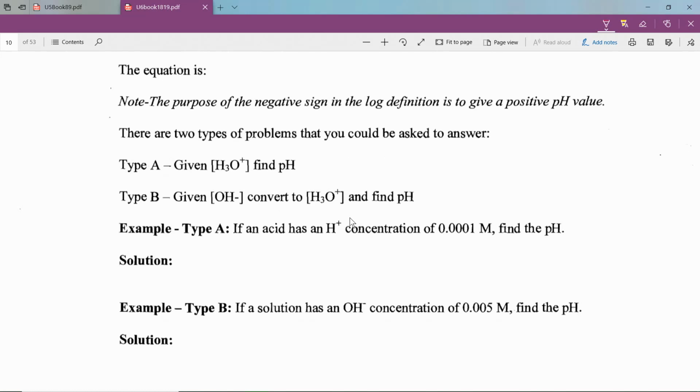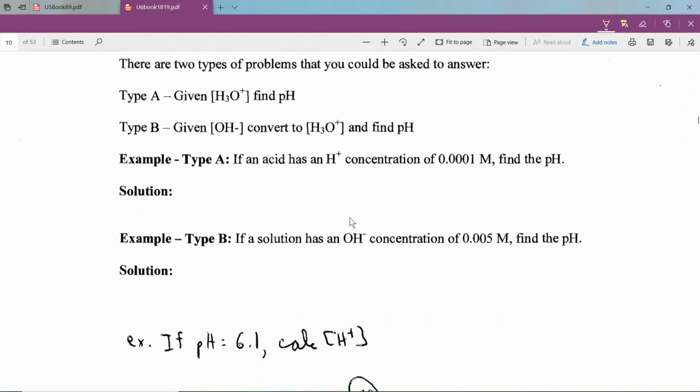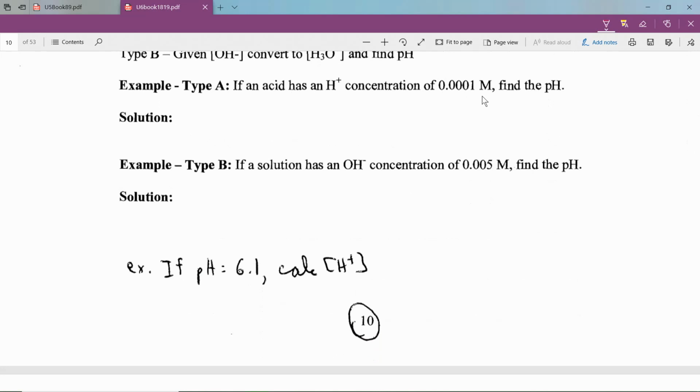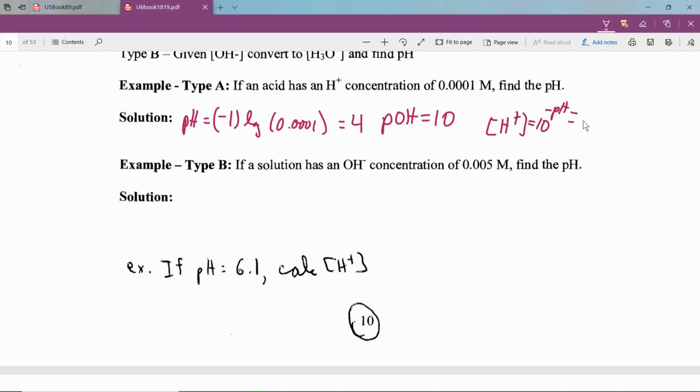So there are different types of problems you can have when you're determining pH. Type A, type B. I don't want to label them all. Let's just find some numbers here. If an acid has an H plus concentration of 0.0001, find the pH. So the pH is minus 1 times the log of 0.0001. And I should get that to be 4, right? The pH is 4. The pOH is going to be 10 because pH plus pOH is always going to be 14. If I rearrange the pH equation, H plus is 10 to the minus pH. So 10 to the minus 4, which you just got, 0.0001 molar. And my OH minus is 10 to the minus pOH. So 10 to the minus 10 molar.